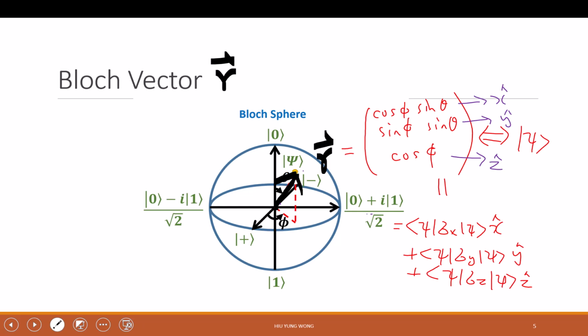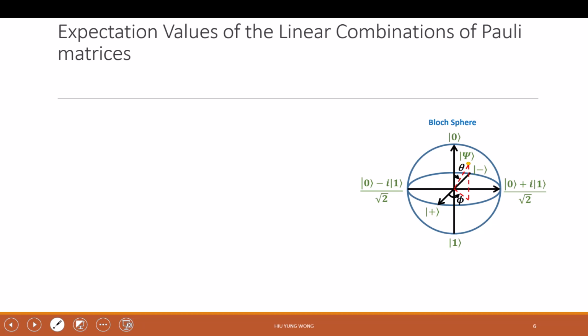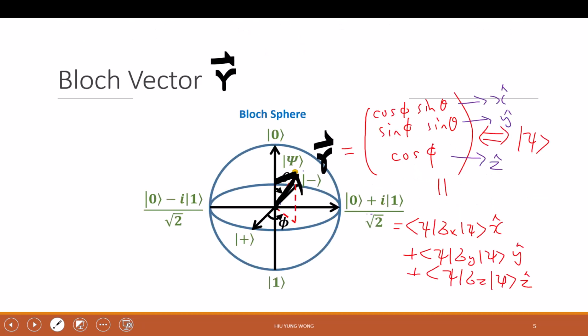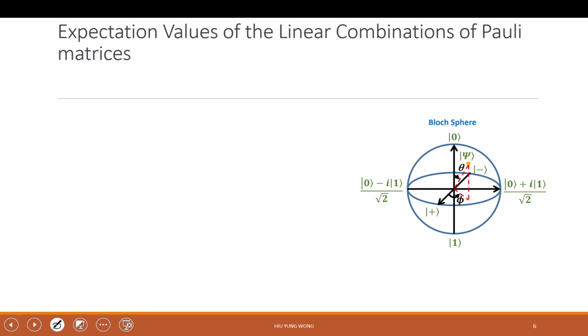Right, so it's confusing, but think in this way gradually, okay? And that's why I don't want to talk about Bloch vector, Bloch sphere at the very beginning. Now, with this, let's start thinking about what is the expectation value of a linear combination of a Pauli matrix. So first of all, we introduce, and we actually discussed this before already, right?